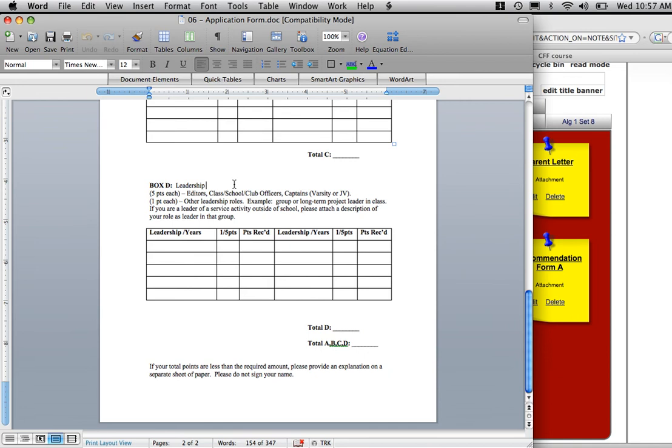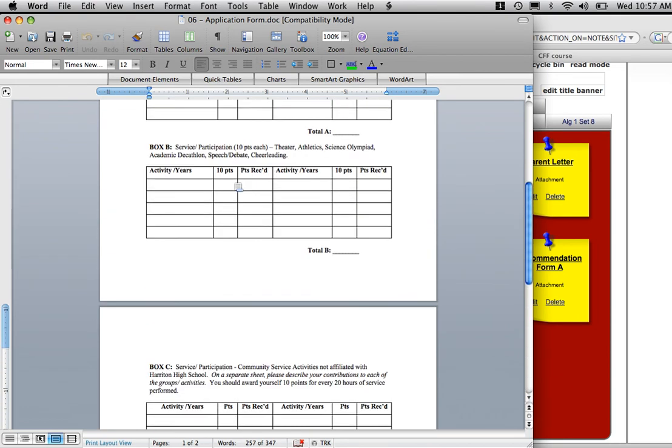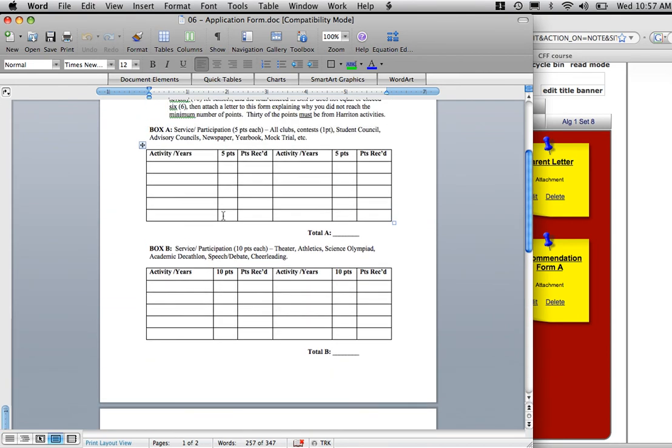Box D is leadership points. Now, in addition to the points that we saw in box A and B up here, the teacher, let's say, again, back to newspaper staff, if Mr.